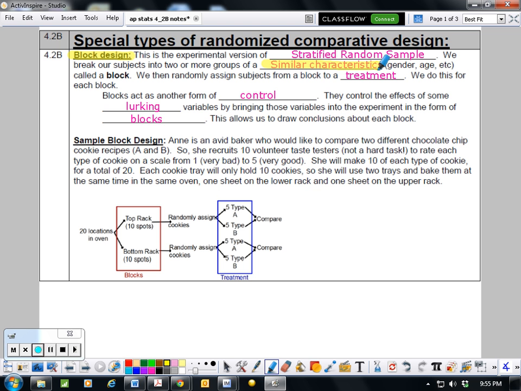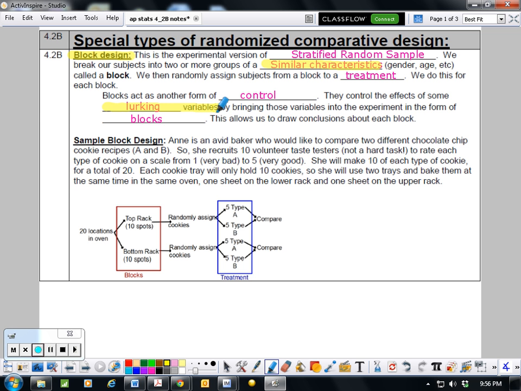So block design, these blocks are controlling for the effects of these lurking variables like age or gender. So if we think that age may also play a role, or gender may also play a role, we can block for those to make sure that that isn't affecting our results.